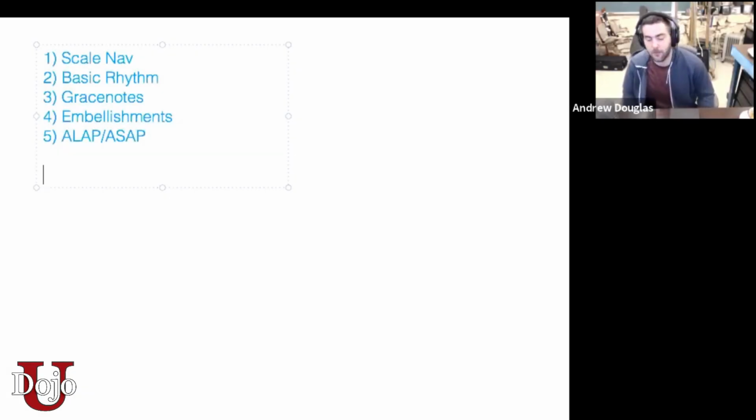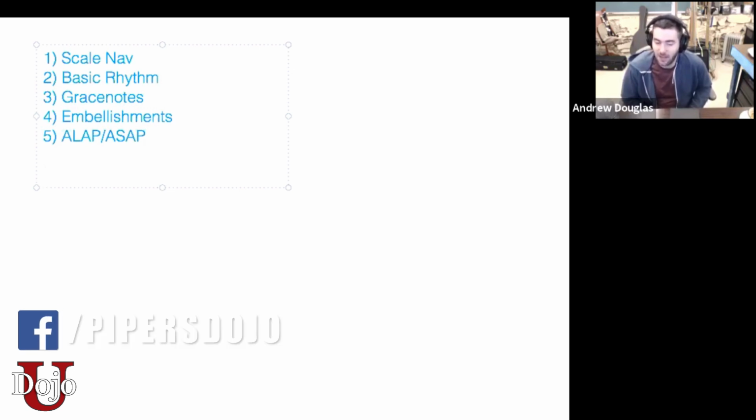In our skills for the week, we're supposed to be thinking directly about basic rhythm. We talked a little bit about this yesterday already. But scale navigation, we know, means the horizontal portion, the rhythm of creating a melody, and how events are arranged over time.